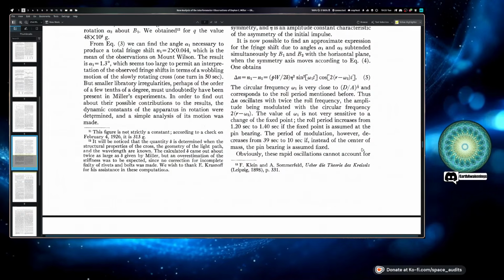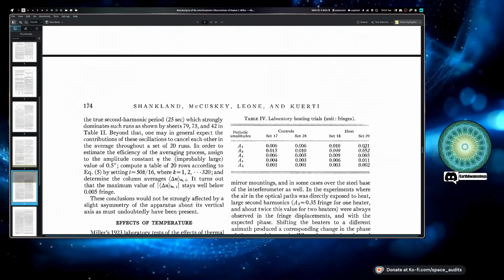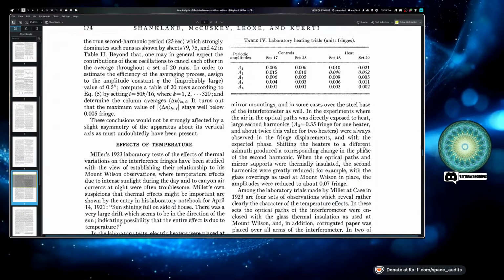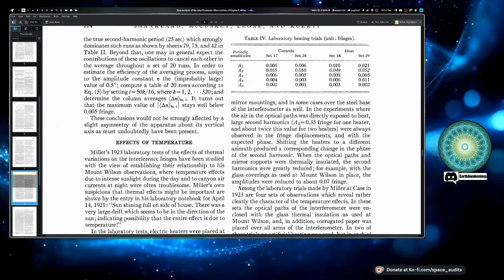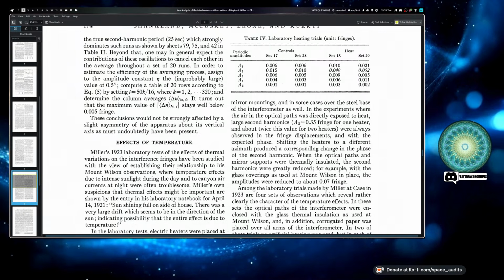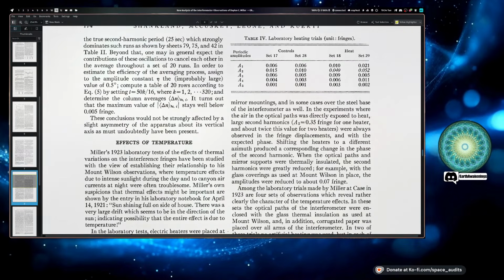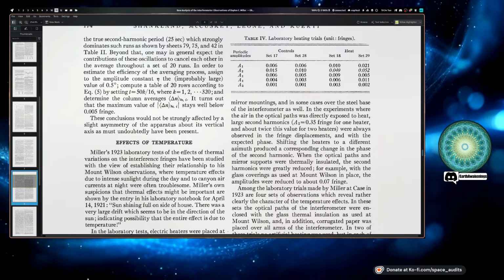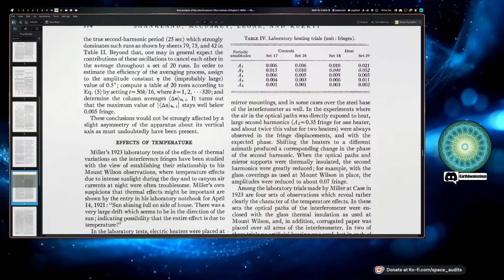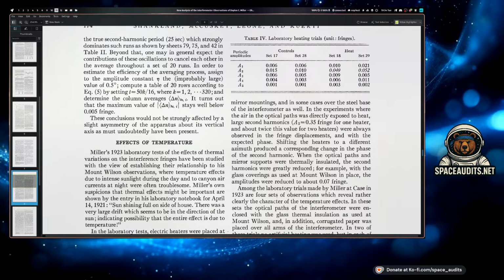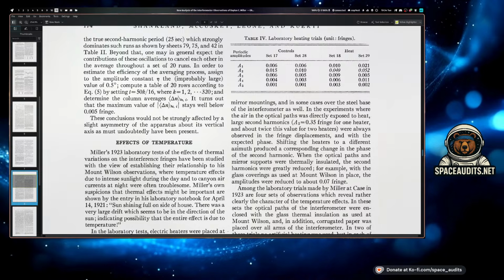Beyond that, one may in general expect the contributions of these oscillations to cancel each other in the average throughout a set of 20 runs. In order to estimate the efficiency of the averaging process, assign to the amplitude constant eta the improbably large value of half a degree. Compute a table of 20 rows, as in 20 spins of the wheel, all the measurements, 20 times 16 measurements, according to equation 5, by setting t equals 50k over 16, where k is 1 to the iterations of 320, all the measurements.